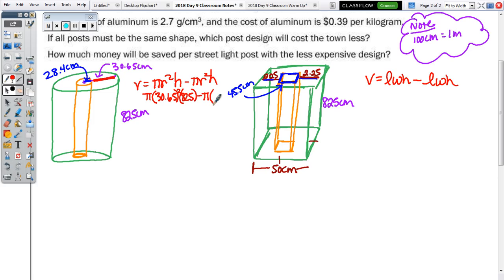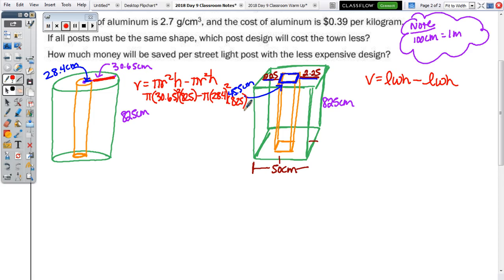Minus pi times our new radius once we subtract the 2.25, which was 28.4 squared times 825. Sorry, that's so tight. I just don't want to move it up anymore because there's not much on the screen that you can see. So I don't want to move up. I want to try to keep everything in sight.